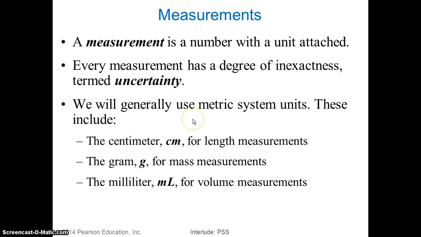We generally use the metric system. The centimeter, symbol cm, is used for length measurements. The gram, symbol g, is for mass measurements, and the milliliter, mL, is for volume measurements.